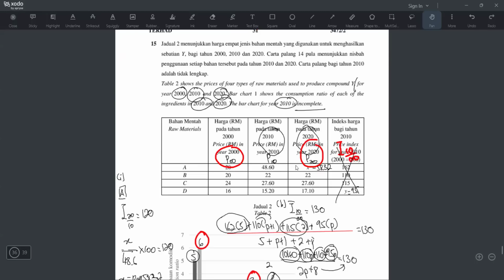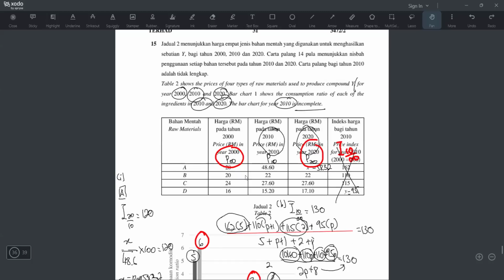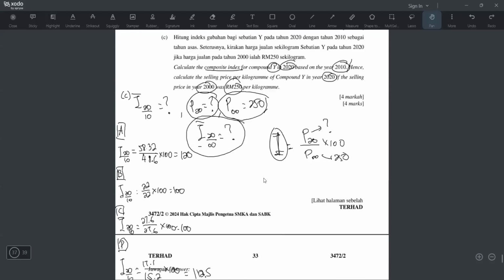So if I do using this method, I take this price, divide this price, and then find the composite index. If I do like that, then it means I never use the smiley face already. So saya rasa orang yang buat soalan ni, dia nak saya buat guna cara ni lah.